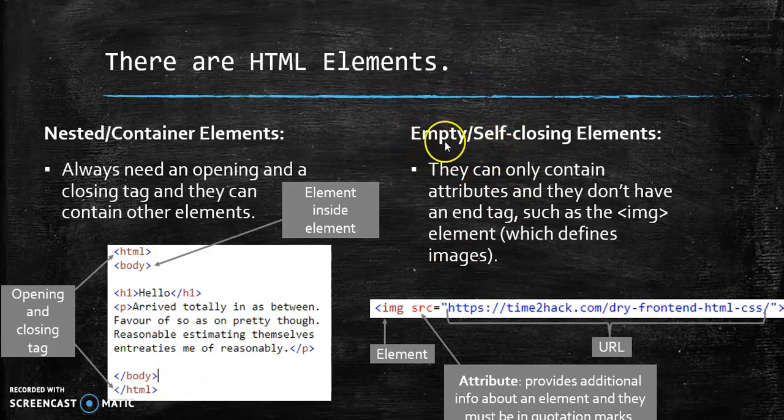The second one will be empty or self-closing elements, and they can only contain attributes and they don't have an end tag, such as the image element. In this example, we can see there is the image element with an attribute inside of it. And we use attributes to provide additional information about an element. It must always be in quotation marks. And in this particular example, we can see that the URL is there so the browser can go and find the image.